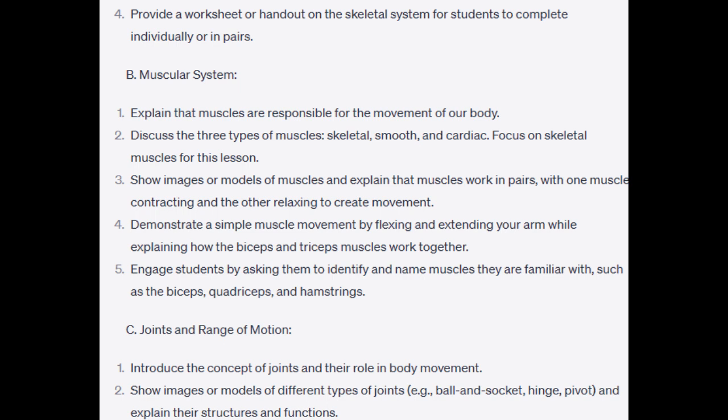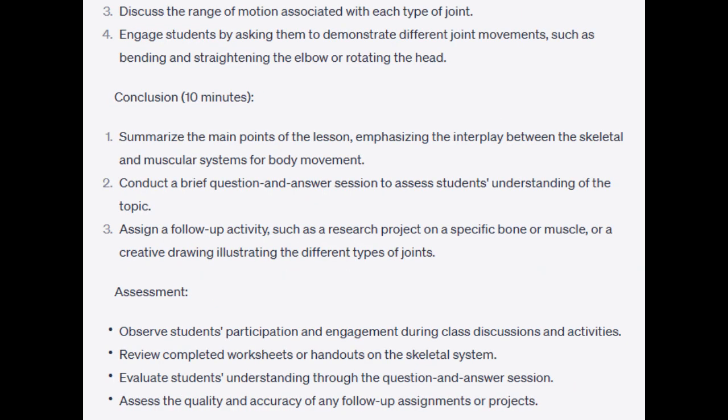C. Joints and range of motion. Introduce the concept of joints and their role in body movement. Show images or models of different types of joints, e.g., ball and socket, hinge, pivot, and explain their structures and functions. Discuss the range of motion associated with each type of joint. Engage students by asking them to demonstrate different joint movements, such as bending and straightening the elbow or rotating the head.